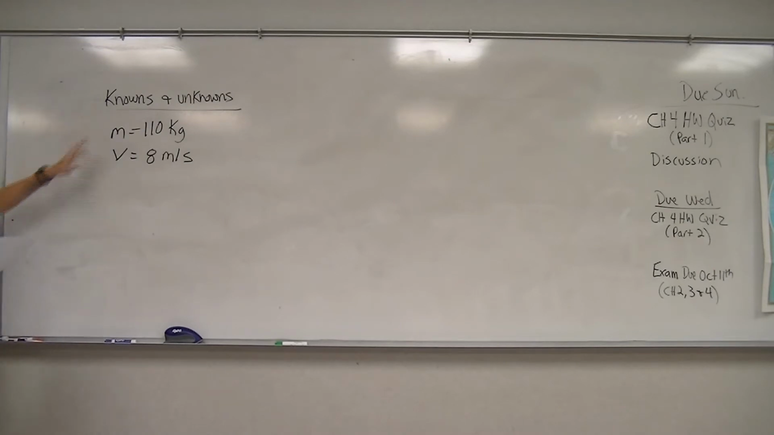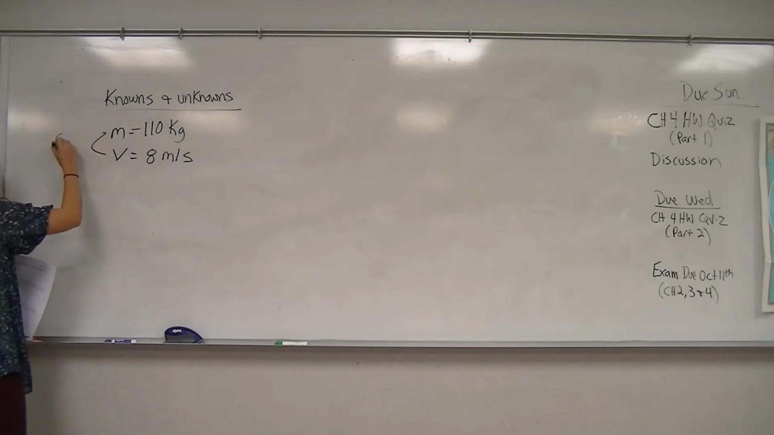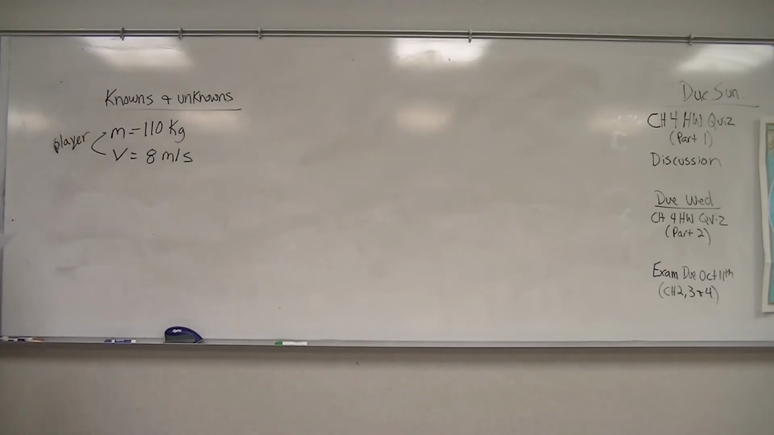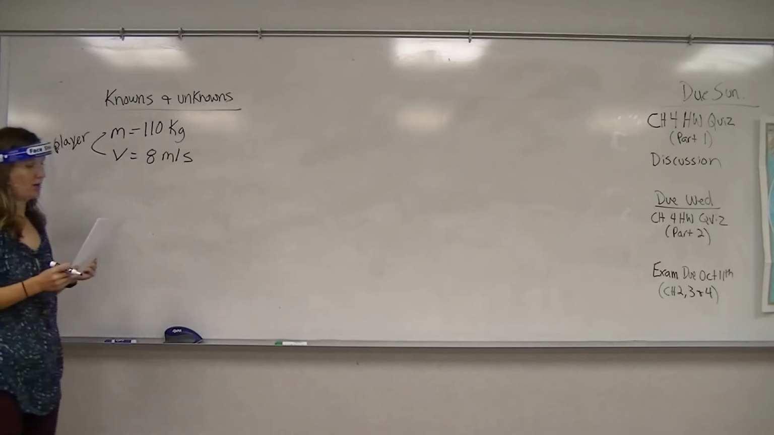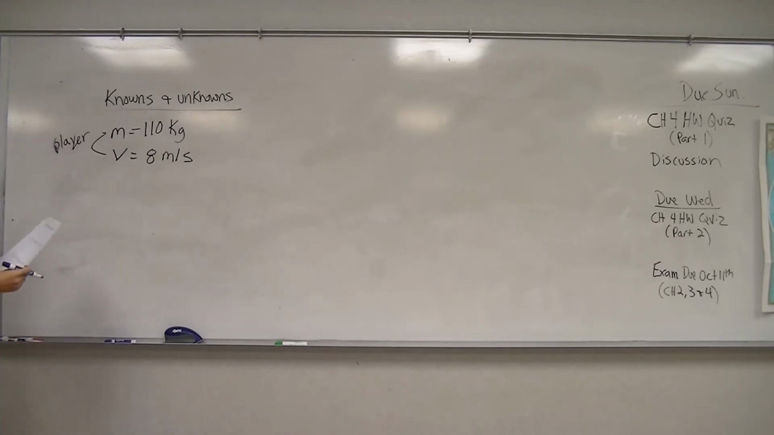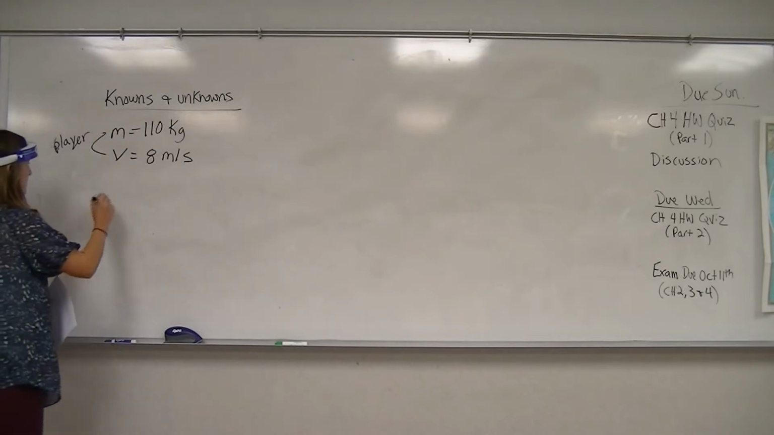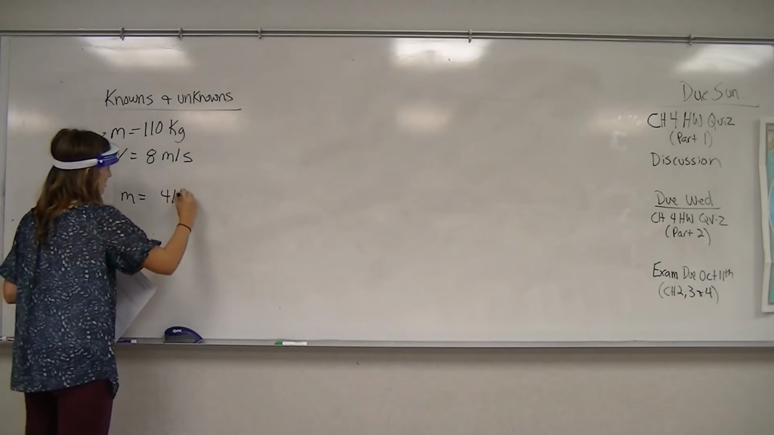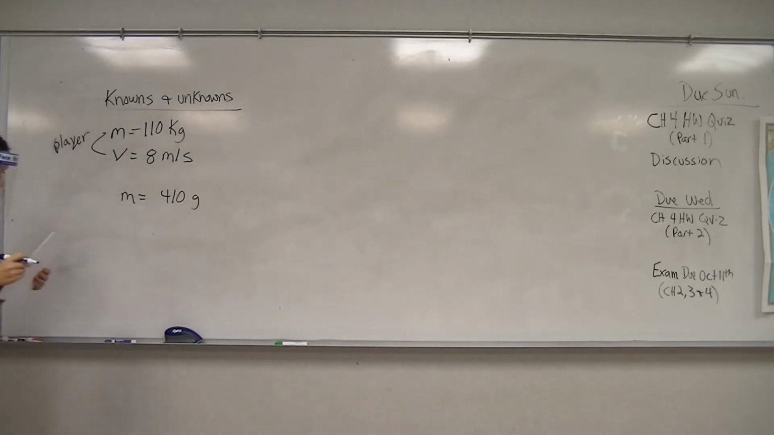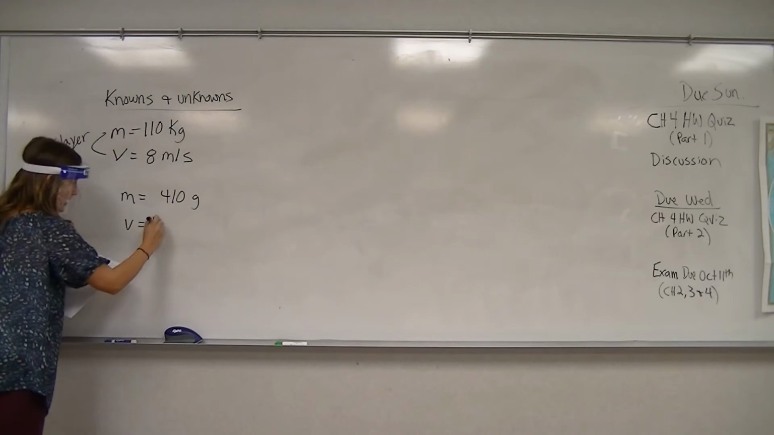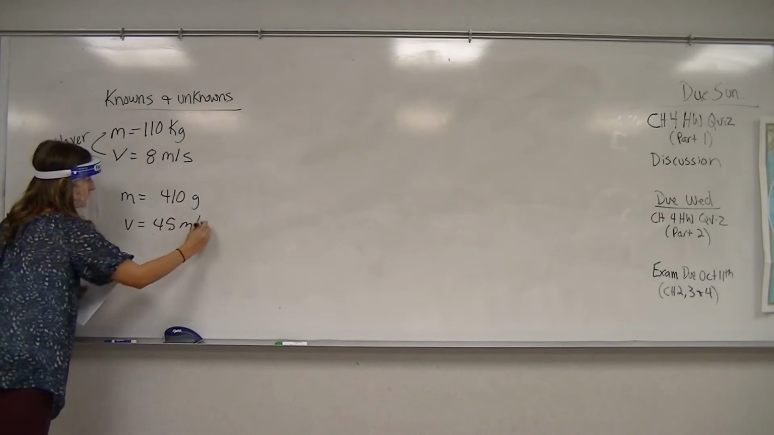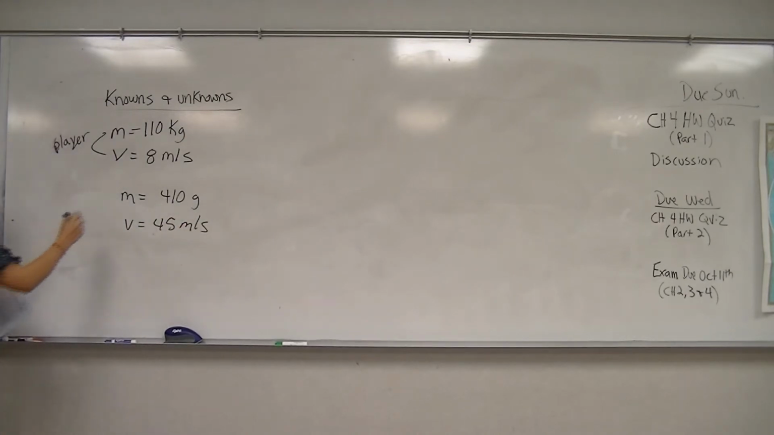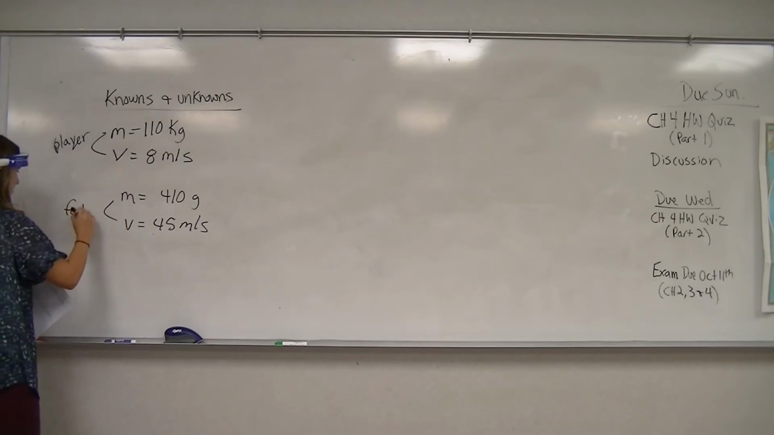Now we're going to compare this. So this is the football player. I should write player, not football. To the momentum of a hard-thrown 410-gram football with a velocity of 45 meters per second. So the football's mass was 410. And then the velocity, it specifically says that this is a velocity, but if you didn't know, you could use the units, is 45. So this is the football.